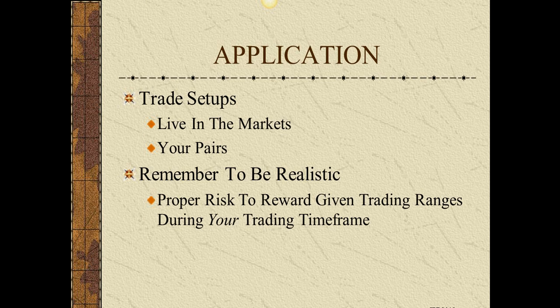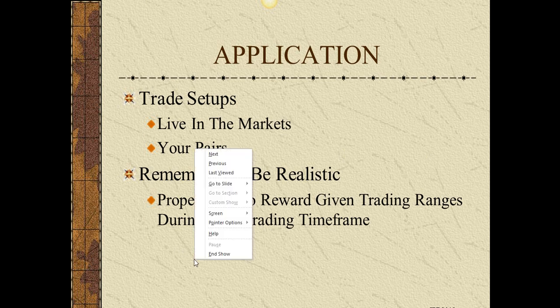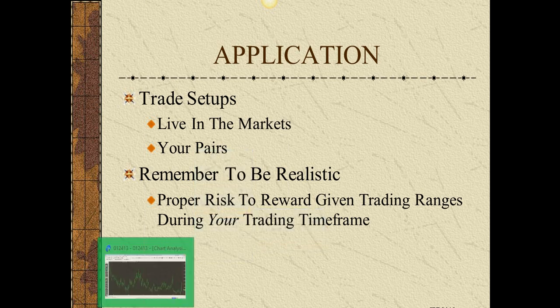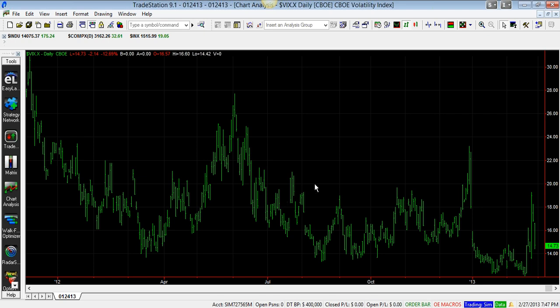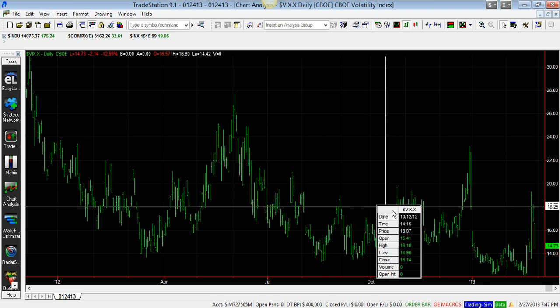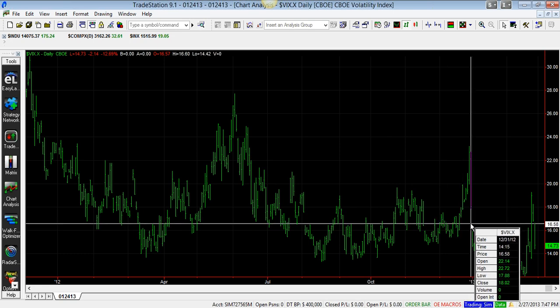But you can't ask for more than what the markets are giving you, so make sure you're being realistic. Before we jump into the IBFX MetaTrader 4 platform, let me roll over into the sister company here, TradeStation, and I just want you to see volatility over the past few months and what's happened here as of late.